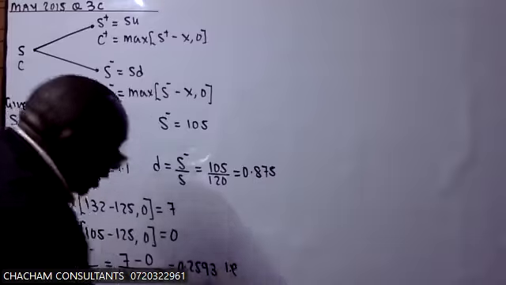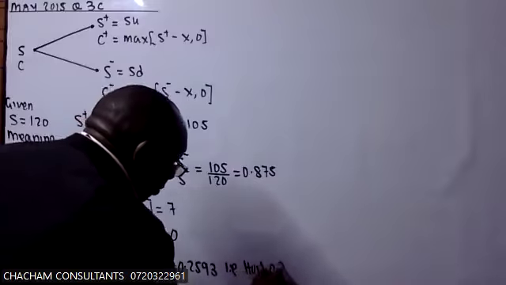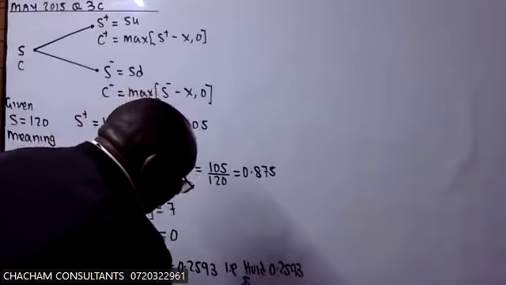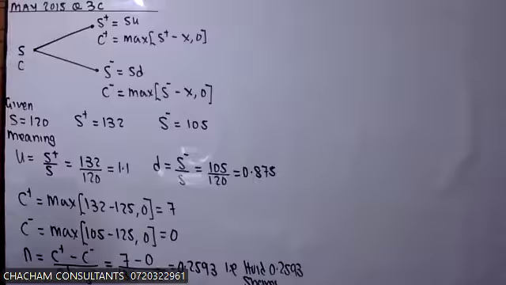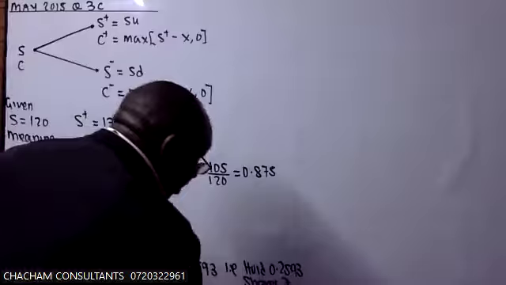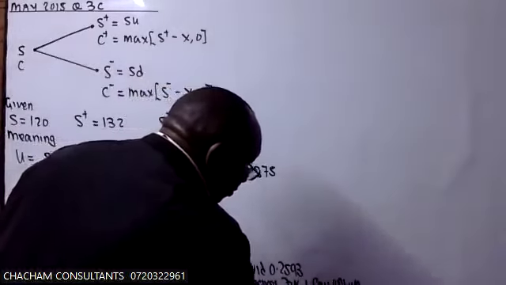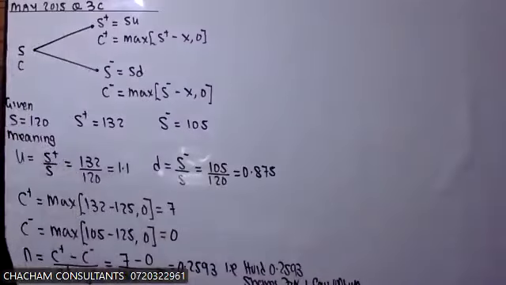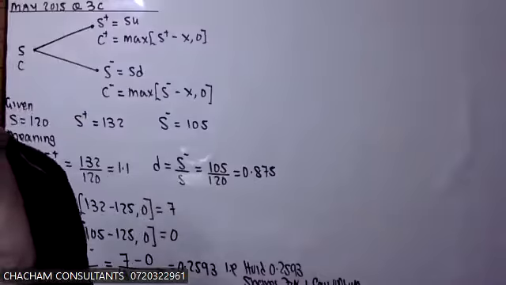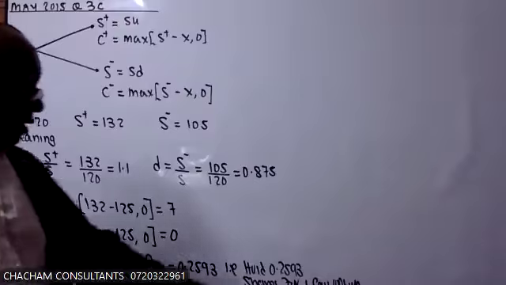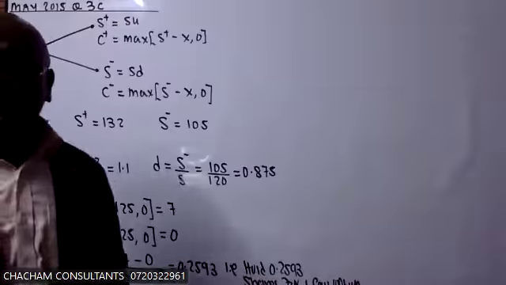That means you hold 0.2593 shares for every one call option. That's the meaning of that N. You hold 0.2593 shares for every one call option.